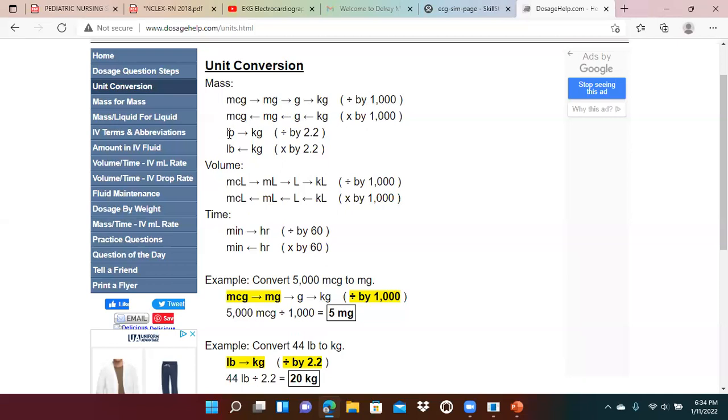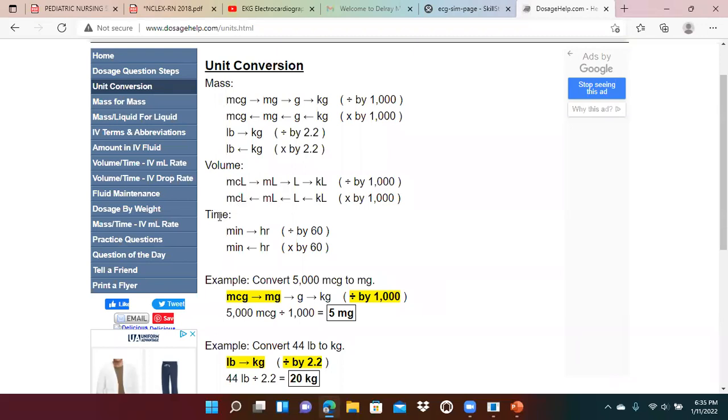So if you want to convert pound to kilogram, it would be divided by 2.2 because 1 kilogram equals 2.2 pound. If you want to convert kilogram to pound, it will be multiplied. Volume formula: microliter, milliliter, liter, and kiloliter, divided by 1000. But if the big amount is converted to small amount, multiply by 1000.